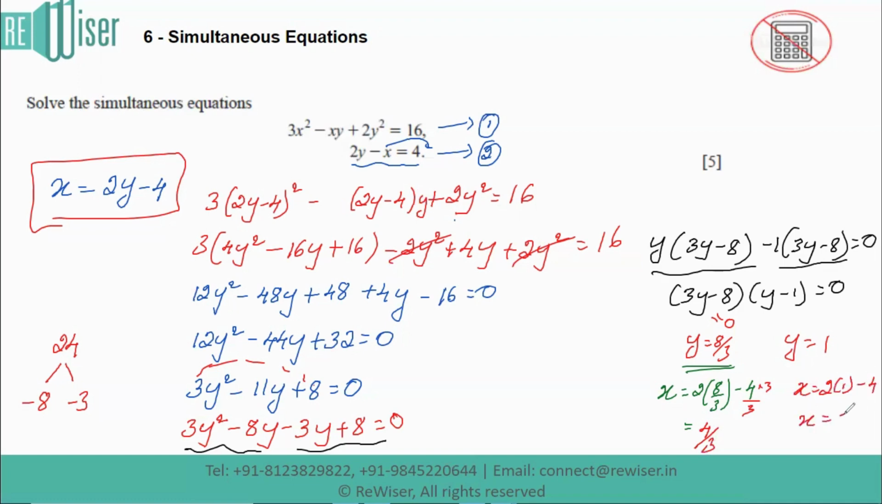So now, when I solve this simultaneous equation, we have got two different points. One point is 4 by 3, 8 by 3, basically in the form of x, y. And another point we got is minus 2, 1. So now this is the right answer for this sum.